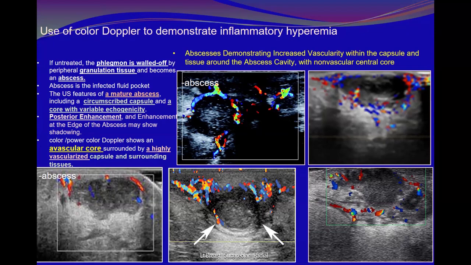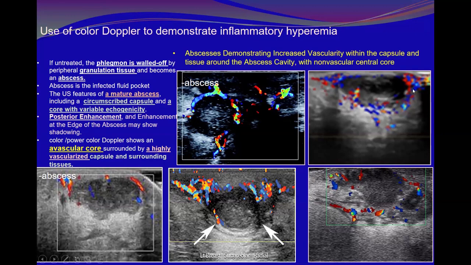When the phlegmon is walled off with peripheral granulation, forming a capsule surrounding a liquefied portion of tissue, then we call it an abscess. So an abscess has a core and a surrounding capsule, okay? The periphery, the capsule, will be hyperemic, and the adjacent tissue will be hyperemic, while the core becomes liquefied. So this represents the mature abscess.